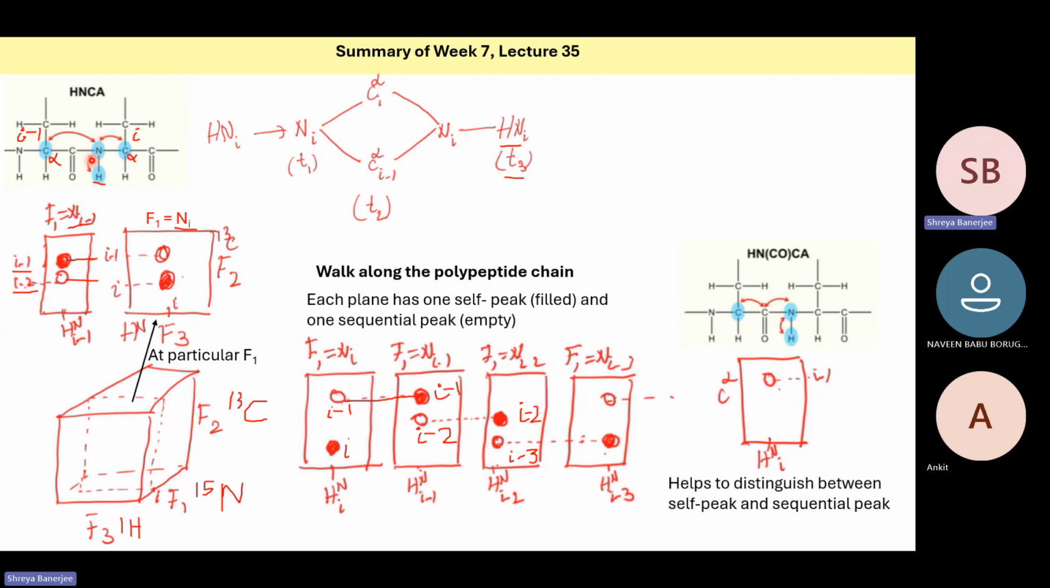So here there was transfer from N to C alpha I, which was the self peak. Here the self peak is removed. You will only see correlation with C alpha I-1. So there is only cross peak. So comparing the chemical shift of these two, you can find out which is the self peak and which is the sequential peak.